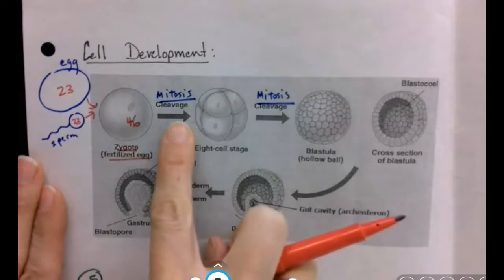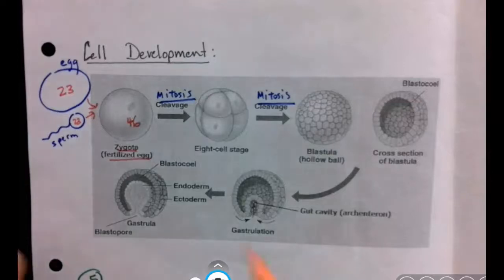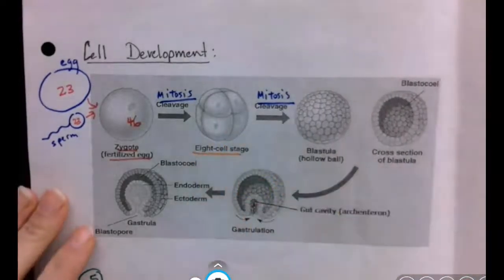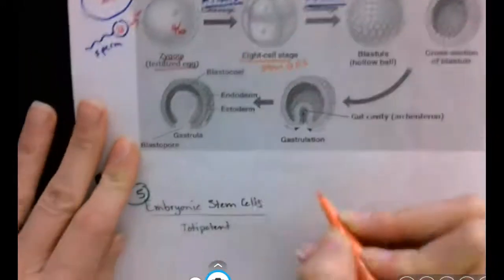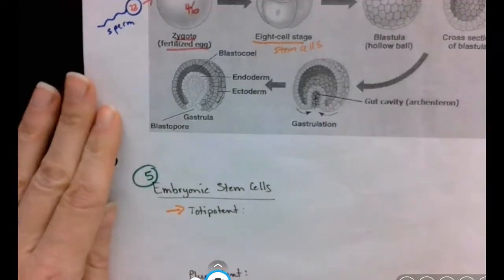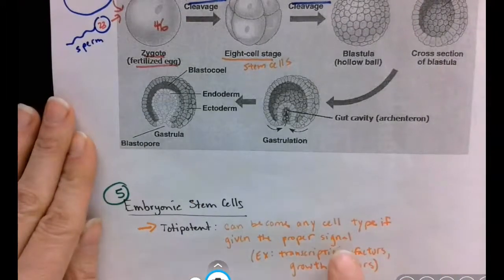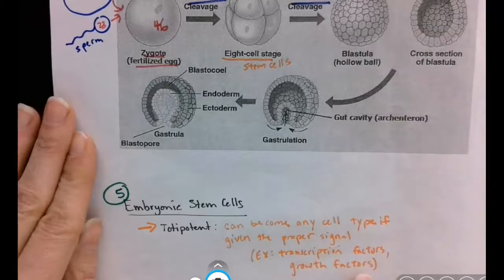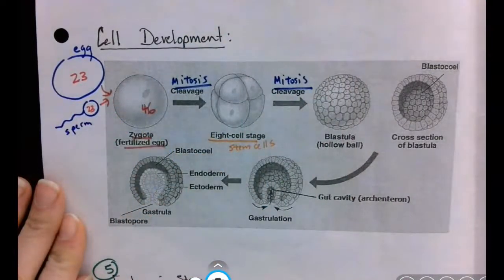So we undergo mitosis, and at first we get to this 8-cell stage. This 8-cell stage is made up of specific stem cells known as totipotent stem cells. Totipotent stem cells are cells that can become any type of cell in the body given the proper signal. As I said before, these totipotent stem cells can become any cell type if given the proper signal, and proper signals can include transcription factors or growth factors. So at this 8-cell stage, these cells can become any type of cell in your body.